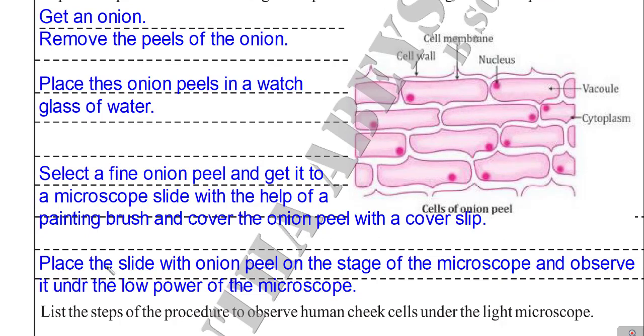Next one. Place the slide with the onion peel on the stage of the microscope. In grade 7, you have learned about the microscope. We place it on the stage of the microscope and observe it under low power, because to see it clearly we have to use low power. Please, this one is printed there. Please mark this part on your diagram, children.